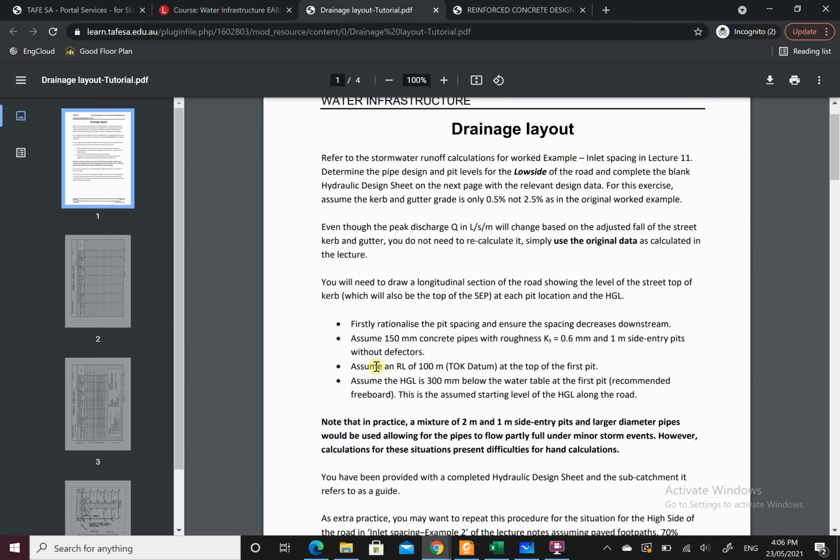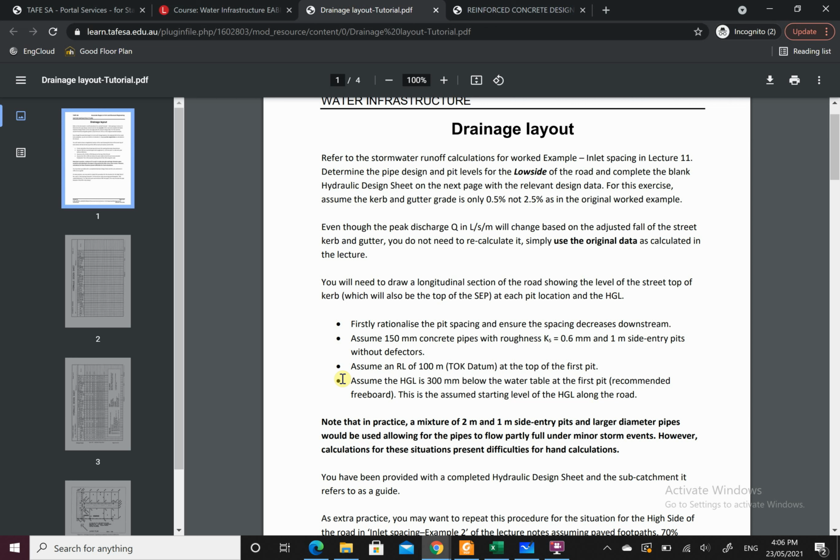We're assuming an RL of 100 meters for the top of the first pit, taken as the top of curb because we're dealing with a side entry pit. If it was a standard graded inlet pit, we'd be taking the water table level. The other thing we're going to do is assume the hydraulic grade line is 300mm below the water table at the first pit, recommending this being our freeboard or our cover.